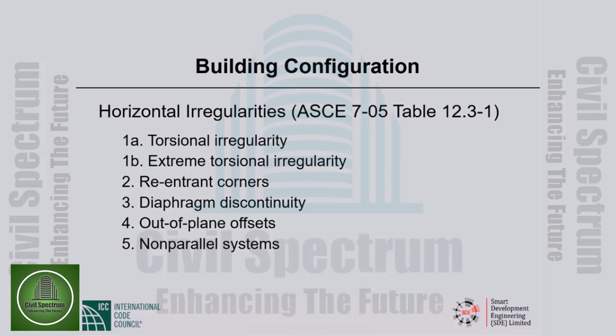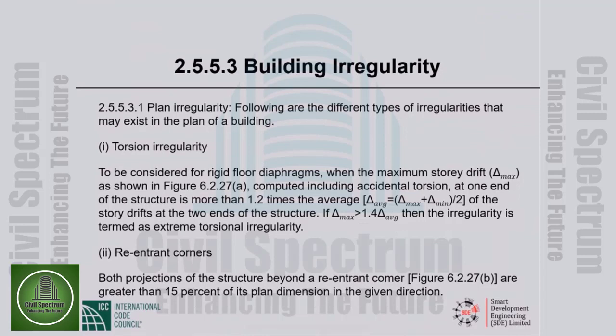The table of horizontal irregularities has 5 categories of horizontal irregularity: torsional, re-entrant corners, diaphragm discontinuity, out of plane offset of the seismic force resisting system, non-parallel seismic force resisting systems. The first one, torsional irregularity, at one point in 2000 IBC was split into torsional and extreme torsional, and we will look at the definitions.